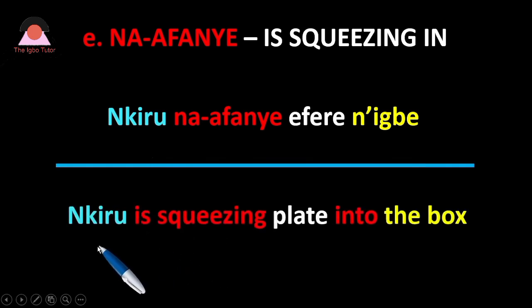Okay, let's see the meaning of this. Nkiru is squeezing plate into the box. Of course, from the color you can see that igbe is box. Efere is plate. Pay attention to that. Nkiru na afanye efere n'igbe. Nkiru is squeezing plate into the box. Some will prefer to use a here, which is afere. But here, efere is more appropriate.